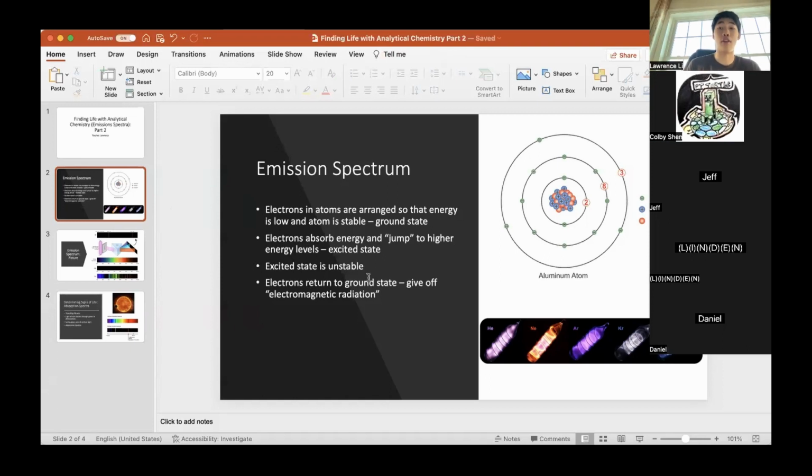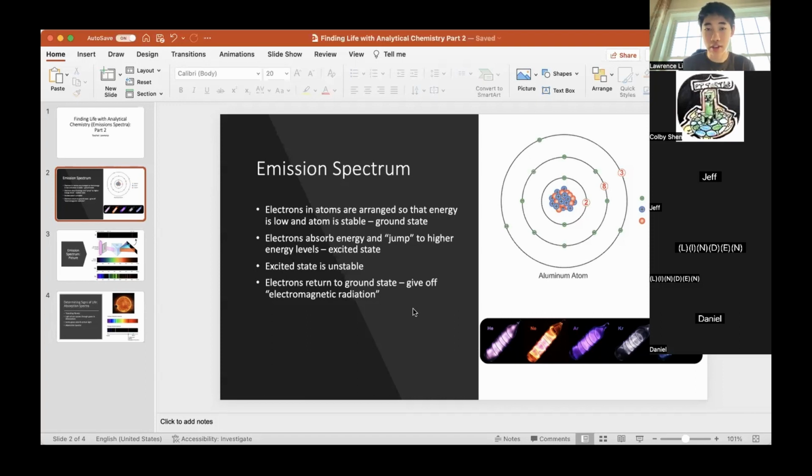When these atoms give off energy, they're actually giving off electromagnetic radiation. And there appears to be something in the chat. Okay, Ethan, relax. And this electromagnetic radiation can turn into many forms. It can turn into X-ray, gamma, infrared, and it will also turn into visible light.